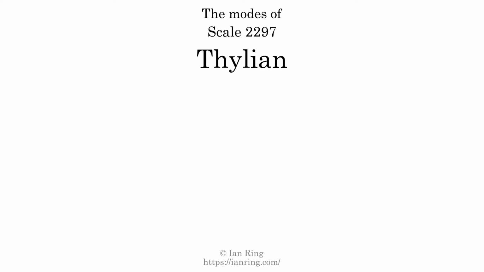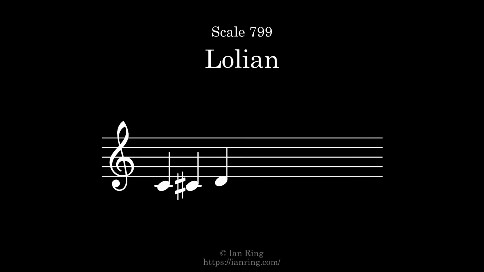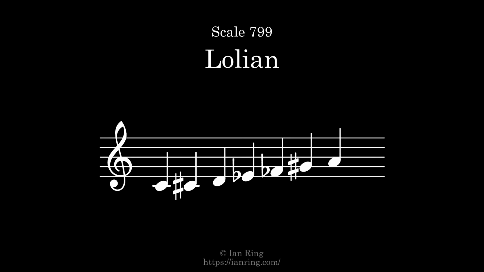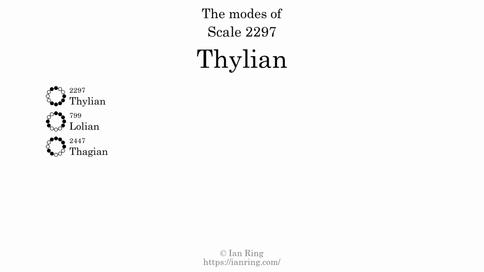This scale has 7 modes. The first mode is itself. The second mode is scale 799, also known as Thylian. It sounds like this. The third mode is scale 2447, also known as Thylian. It sounds like this.